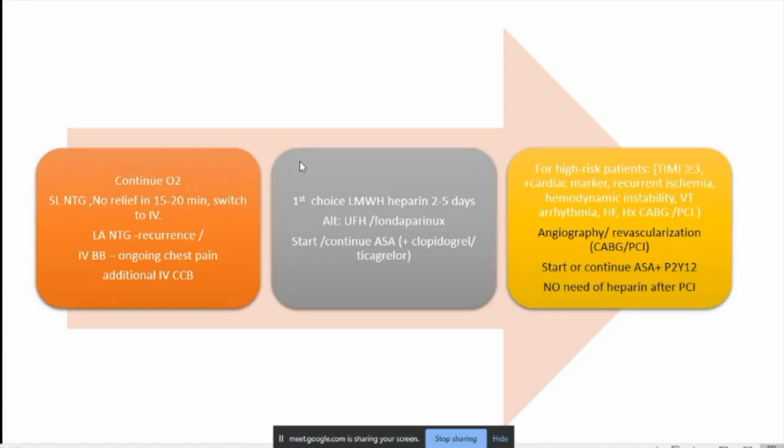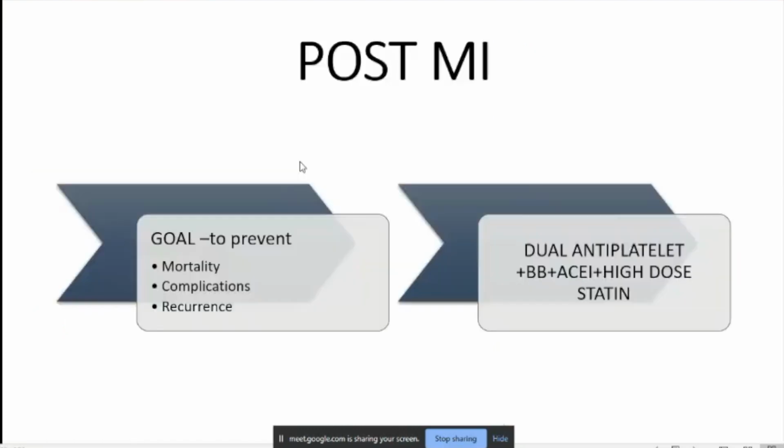Okay. All right. What if it is non-high risk patients? So non-high risk patients, we actually treat them the same way we treat the post myocardial infarction patients. So even if it is STEMI or non-STEMI, we do a post-MI management. So we'll be discussing the post-MI management in the next slide. So what is the goal of post-MI management?